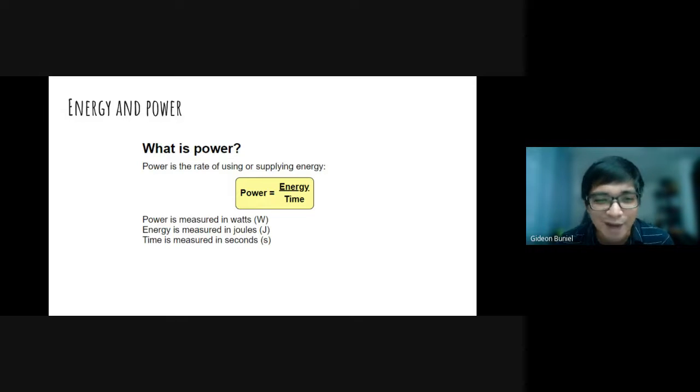Power is the rate of using or supplying energy. As we have known, power is equal to energy over time. Power is measured in watts, energy is measured in joules, and time is measured in seconds. That's why the unit for power is joules per second. Okay?